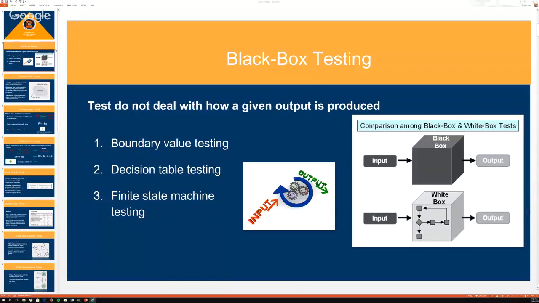I'm going to present black box testing. As we reviewed in the last section, we can have black box or white box. The difference is that in black box, we don't know how the inputs are processed. We only care about the outputs that we're going to have. So the three tests that I'm going to present are boundary value, decision table, and finite state machine testing.